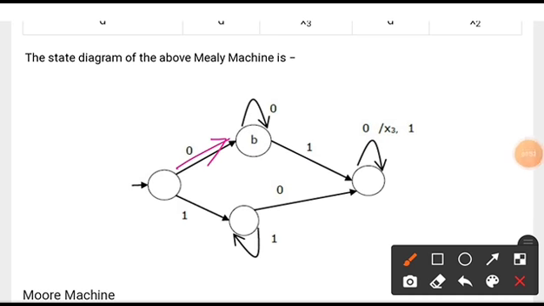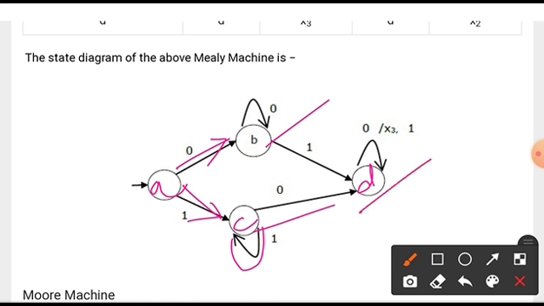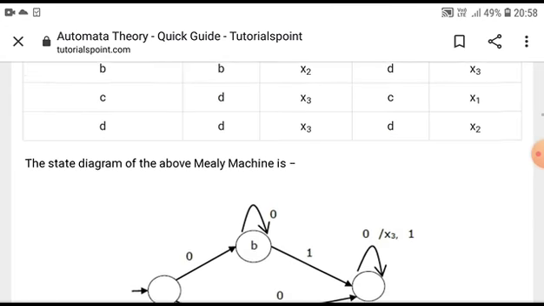This on getting input 0 goes to B, and this on getting input 1 goes to C, and here is D. So A on getting input 0 goes to B, and A on getting input 1 goes to C. C on getting input 1 goes to itself, and C on getting input 0 goes to this D. B on getting input 0 remains in itself, and B on getting input 1 goes to D, and D on getting input 0 remains in D. And there are outputs associated.